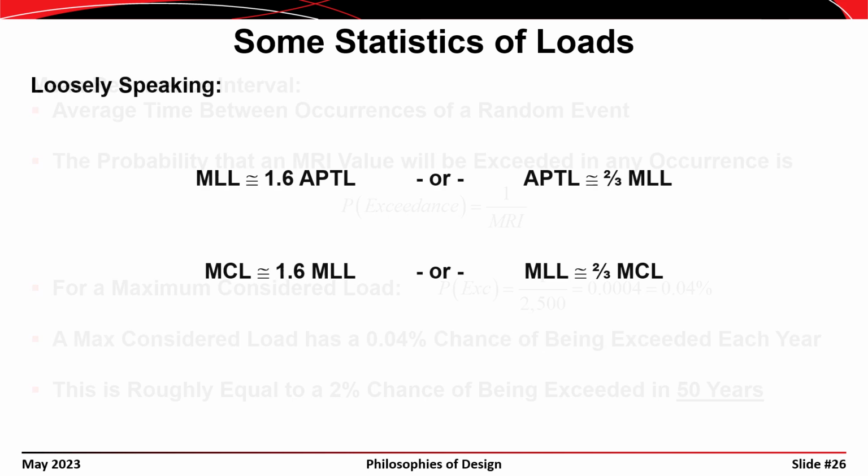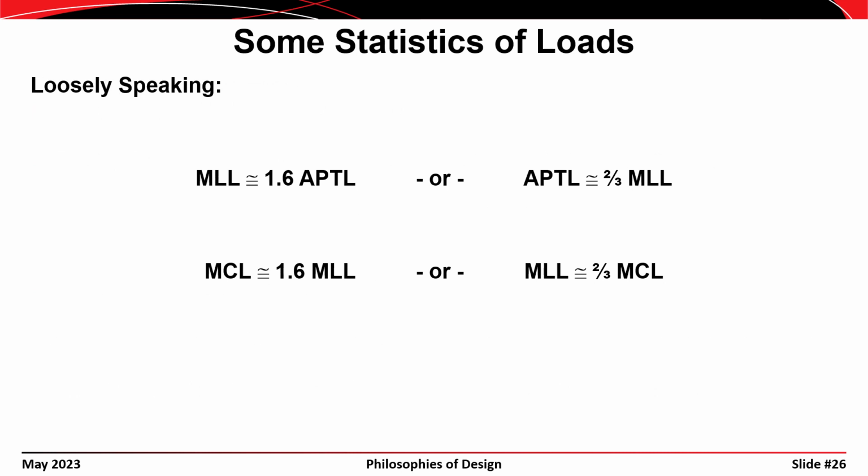So if we want to map between these, we could say that the maximum lifetime load is approximately equal to 1.6 times the arbitrary point in time load. Or going the other way, we could say the arbitrary point in time load is about 2/3 of the maximum lifetime load. On the other hand, the maximum considered load is about 1.6 times the maximum lifetime load, or the maximum lifetime load is about 2/3 of the maximum considered load. Now, yes, this is rough math, but it's statistics anyway, so everything is just approximate anyways. I suppose if I said that to a statistician, they would probably cringe, but be that as it may.